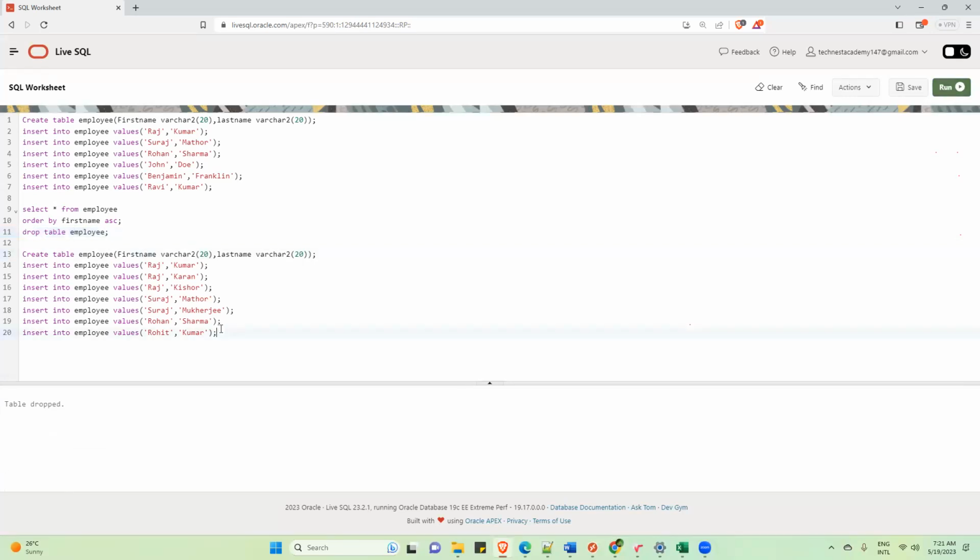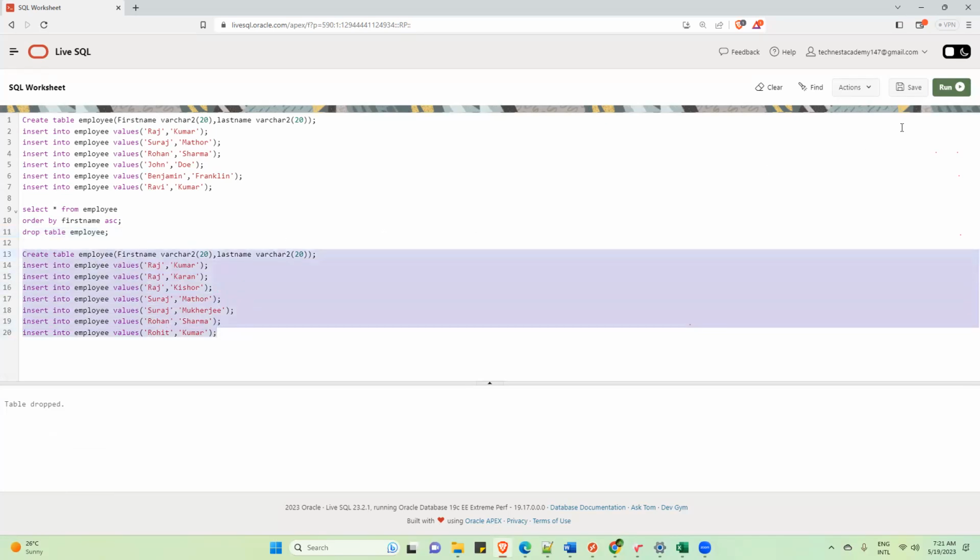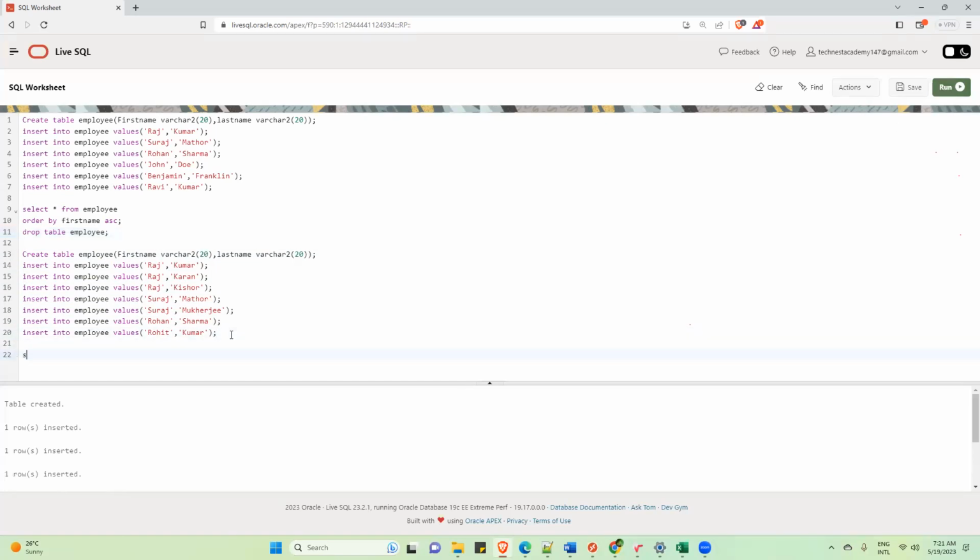So now I am inserting this set of data in the employee table. Let us start from employee.